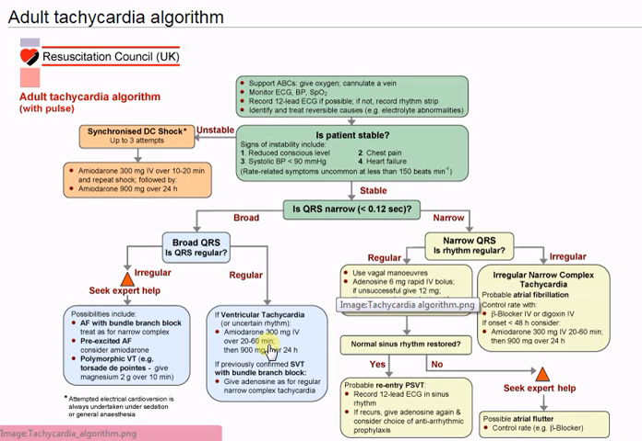But if you know that the patient has a bundle branch block and you have adenosine, it's really good for you. You skip adenosine as in the regular narrow complex tachycardia, like a narrow QRS.